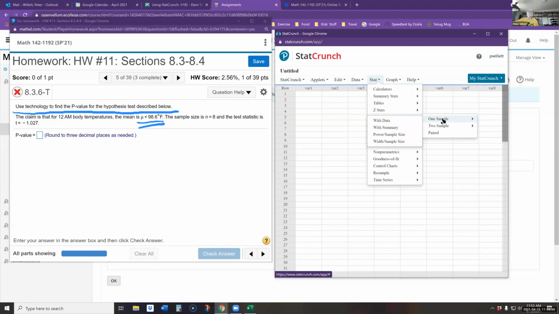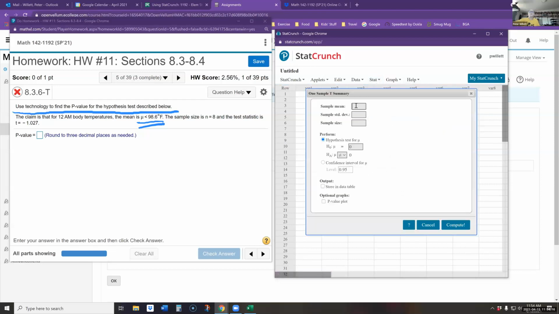They certainly didn't give us the temperature values from the 8 people in the sample, right? They just summarized. What did they give? Did they give us what the sample mean was? If I go to summary, they're going to want to know the sample mean and the sample standard deviation. We know the sample size, but do we know the sample mean and the sample standard deviation? No, we do not. So we cannot use this tool.